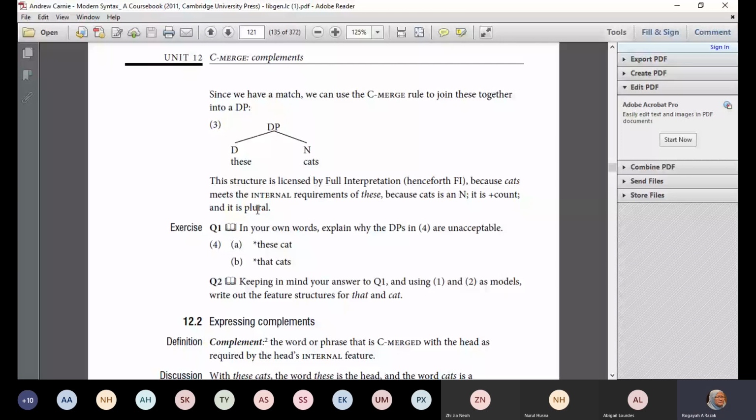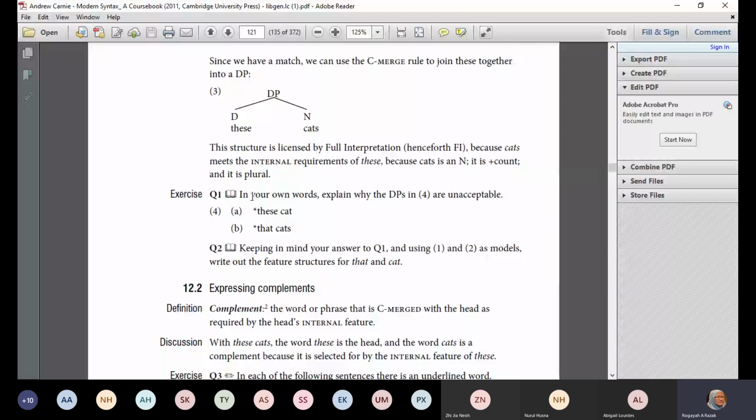So then, if you understand that, that's good. And then he tells you further, why is it that 4A and 4B are like this? This cat and that cat. I think last time we discussed this, we say that because this is a plural.